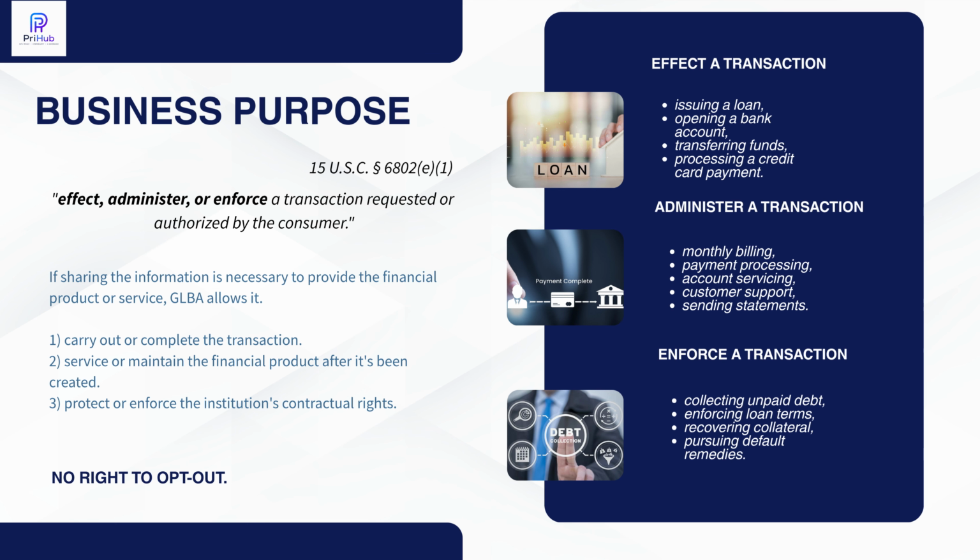Second, to administer a transaction. This involves servicing or maintaining a financial product after the transaction has been completed. This can include processing payments, servicing an account, or sending account statements. Third, to enforce a transaction. This involves protecting or enforcing the institution's contractual rights, for example, collecting an unpaid debt or enforcing the terms of a loan. For example, when a bank processes a consumer's credit card payment, it may need to share certain information with a payment processor. That disclosure can fall within the business purpose exception.